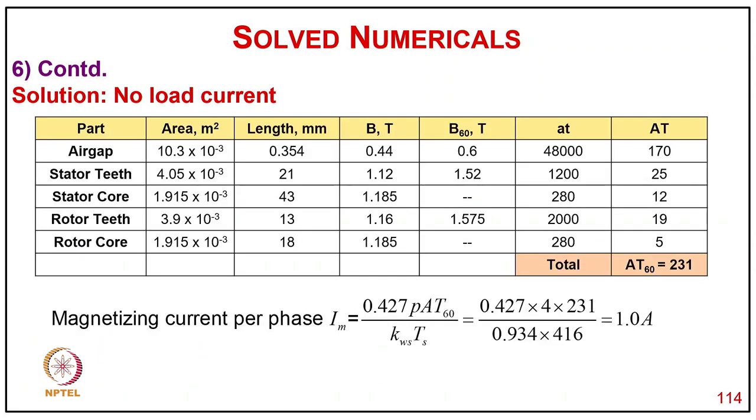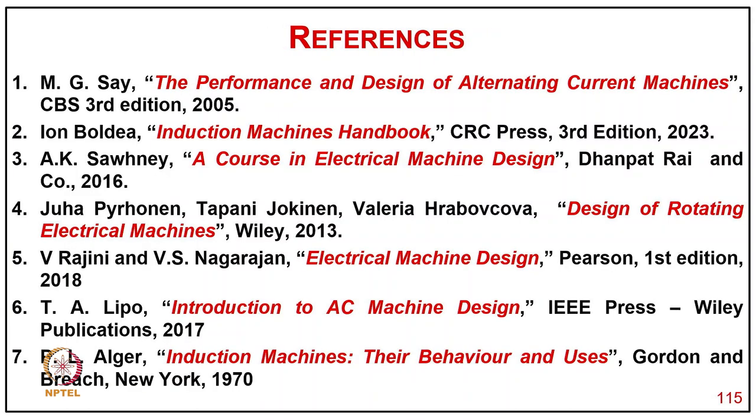Now coming to the calculation of the magnetizing current for all five parts of the magnetic circuit: air gap, stator teeth, stator core, rotor teeth, rotor core. We have calculated the area, the length, the flux density, BG60, and then the MMF per unit for the different materials, followed by the total MMF. So AT60 comes 231, and the magnetizing current comes here. Im equals 0.427 P into AT60 by kWs into S, it comes 1 ampere.